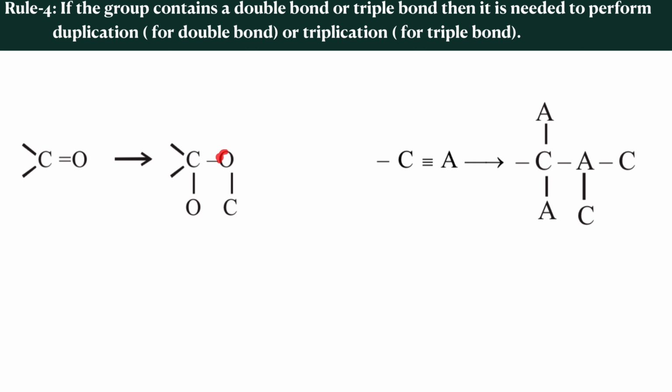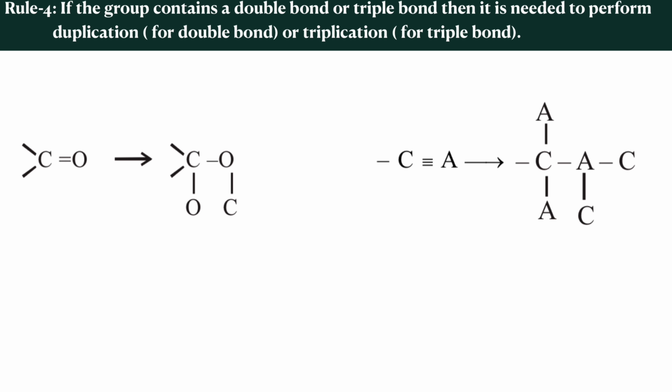You have to satisfy the valency of the original atom but not the phantom atom. Need not satisfy the valency of a phantom atom. So this is called duplication. Now you have to compare the atoms. Here this is the first atom and this is the second atom. This is the second atom. Here also we have the second atom.